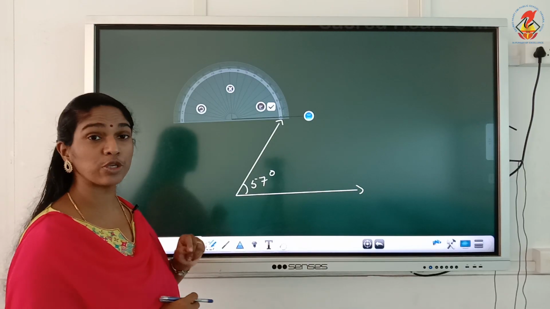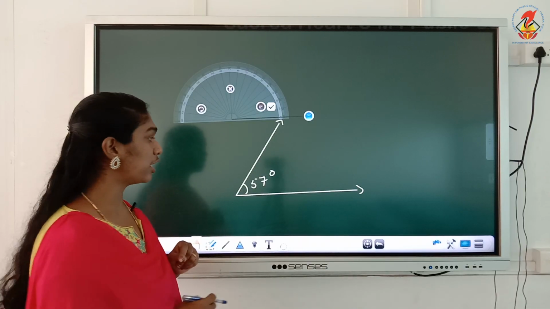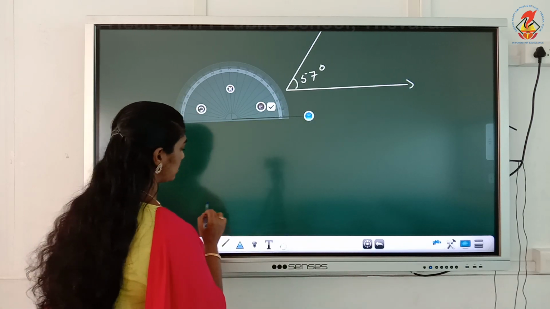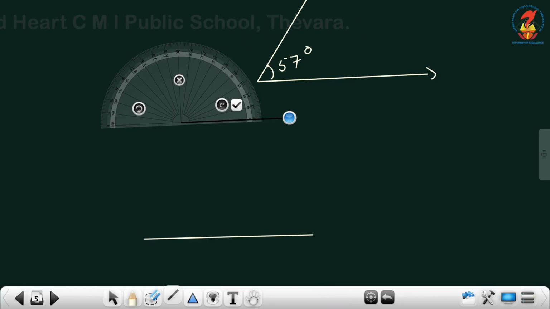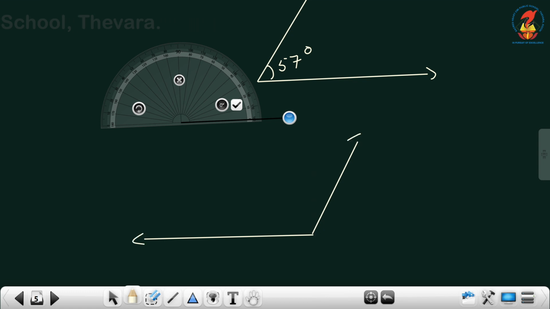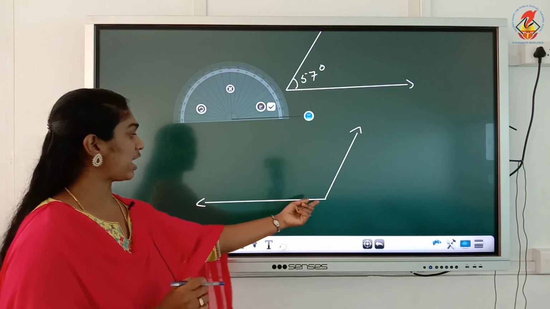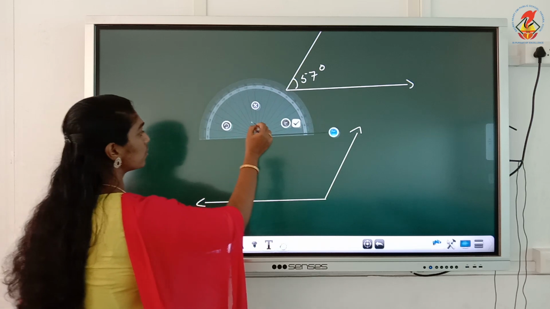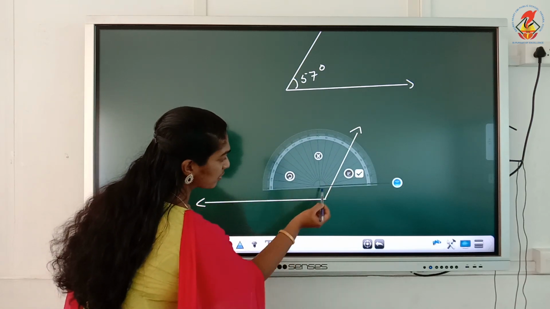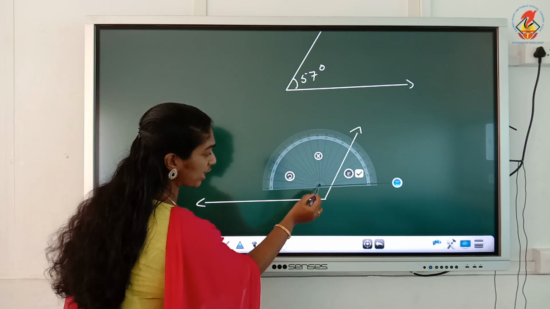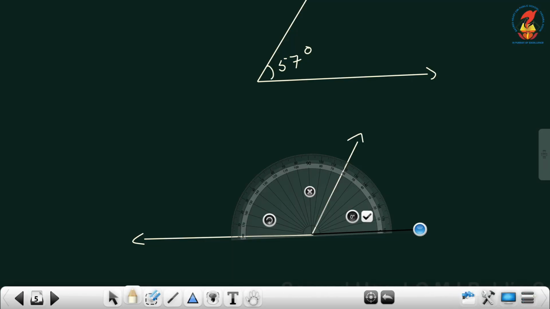So here how did I measure? I used the inner scale and I measured. Now if I am using the outer scale, how can I use it? Suppose I draw an obtuse angle over here. My baseline is going to this direction. In that case, I will have to use the outer scale. So what I have to do first? First, I have to keep the vertex of the protractor on the vertex of the angle straight, and I have to adjust the baseline also.